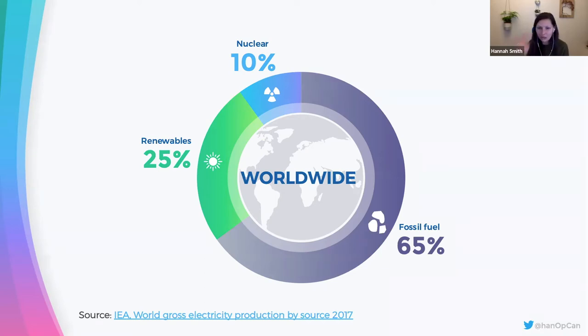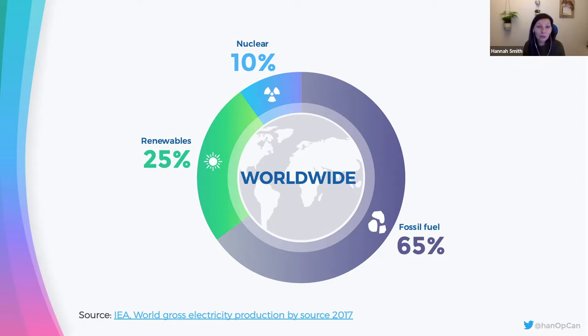I don't really talk much about why fossil fuels are bad in this talk. I'm gonna take a leap of faith and assume that you're aware of the really negative impact of fossil fuels. And the short answer is fossil fuels are bad and we need to get off them as soon as we possibly can. So 65% of the world's electricity is still coming from fossil fuels.